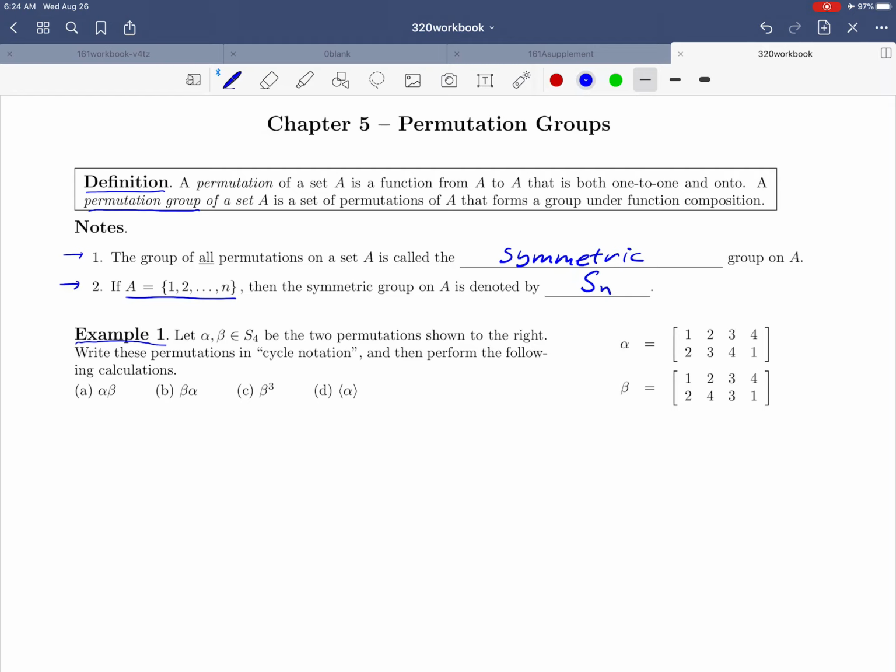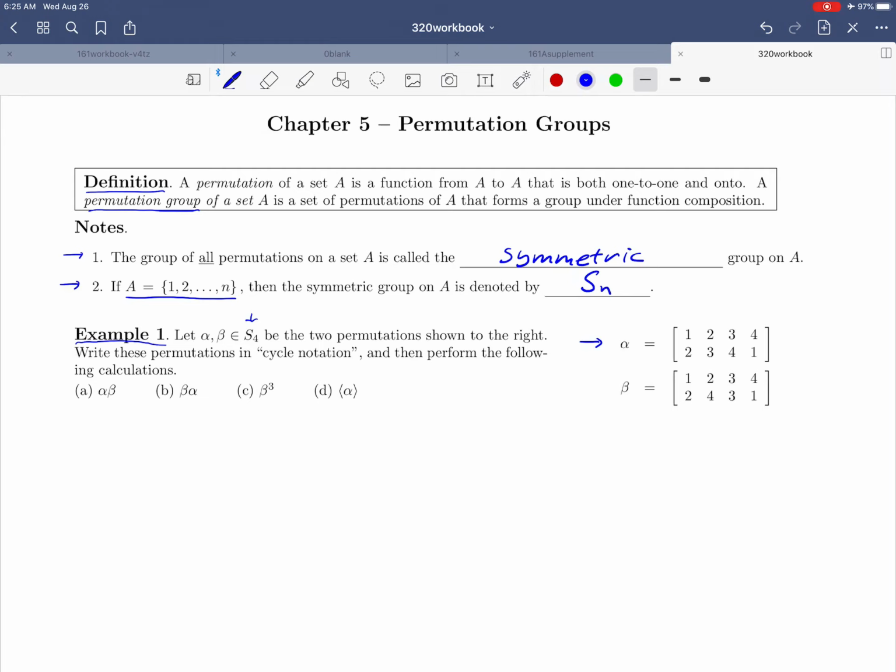And first thing that they give us are two permutations, alpha and beta, in S4. Okay, and let's remind ourselves of what S4 means. It's the set of all permutations whose domain and codomain are the set 1, 2, 3, and 4. So if you take alpha, for example, alpha is a function, and it's given to us in matrix notation. I think you saw this notation probably once at the very beginning of the course. It's been a while, though, so let's refresh our memories as to what this means.